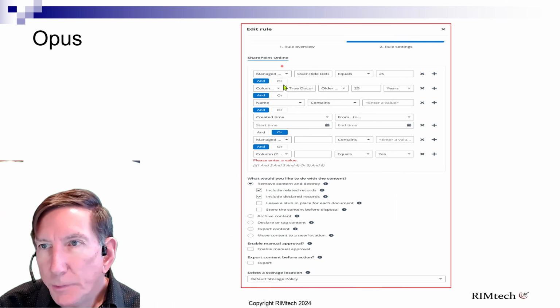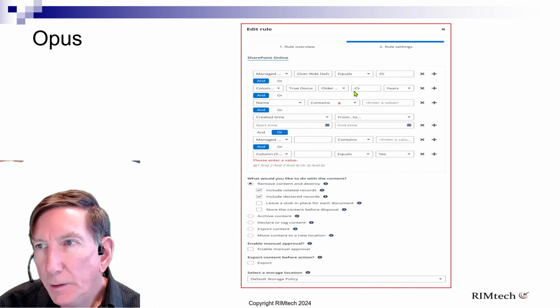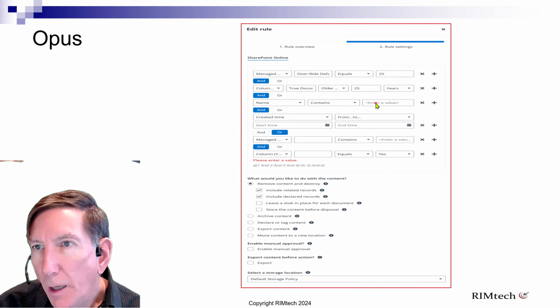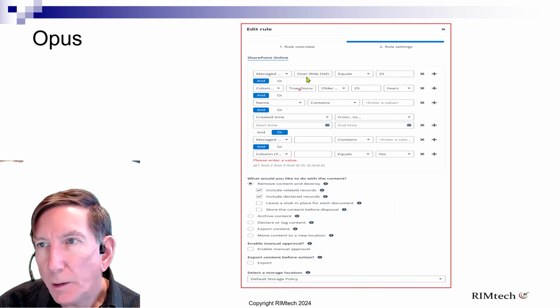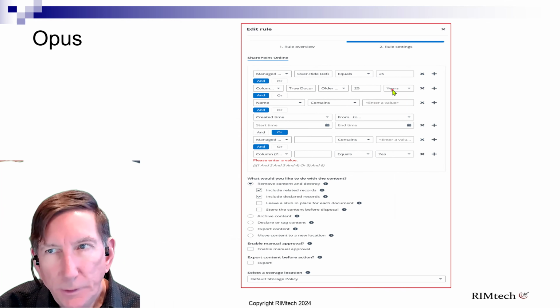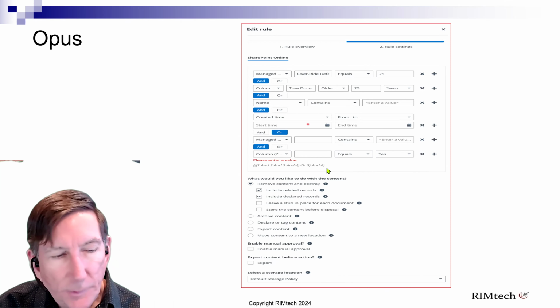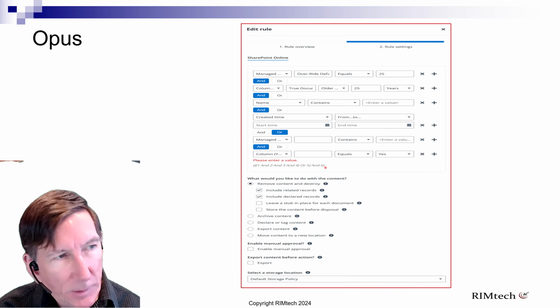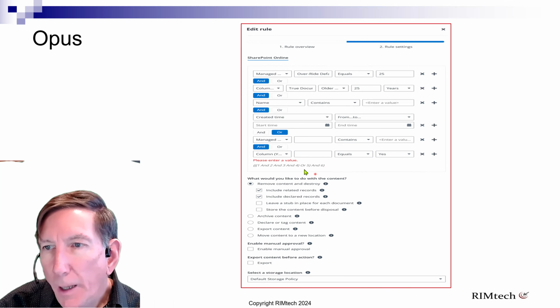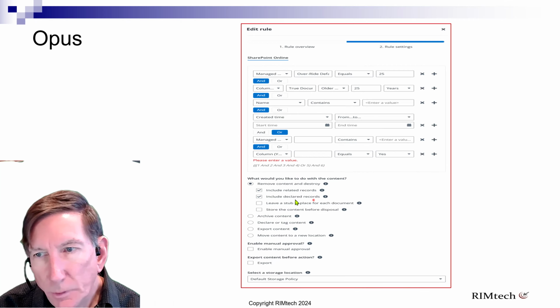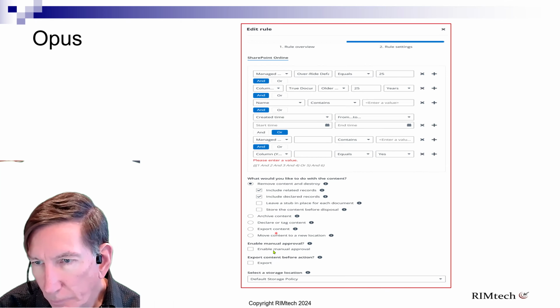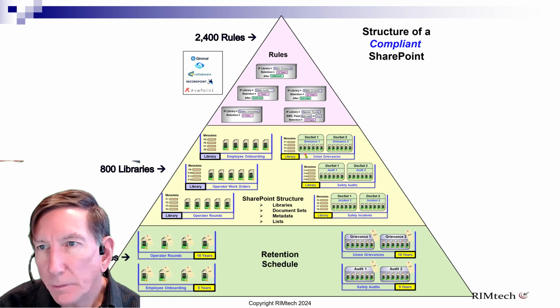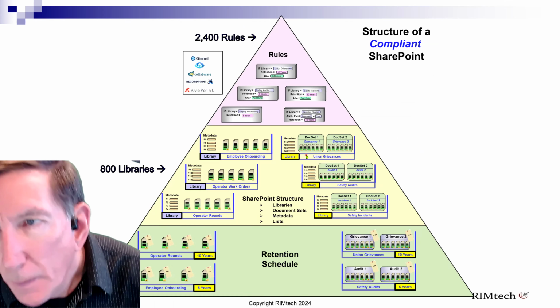Another example in Opus, and again, you can see the pattern, right? You can see the column name, contains, and the value. And you can put things like true document date must be older than 25 years. So that's the condition that specifies what content I'm talking about in SharePoint, and then you assign a retention rule to that content. There's all kinds of details to make this very, very sophisticated.